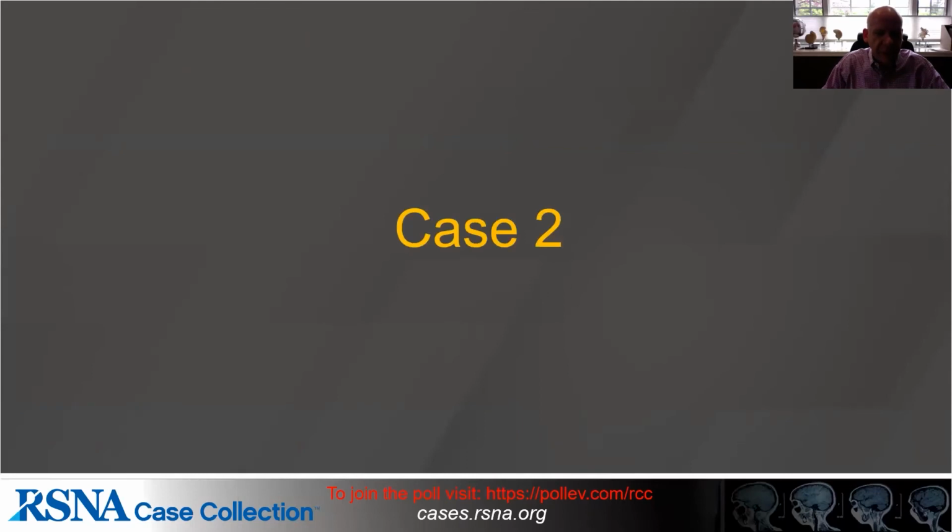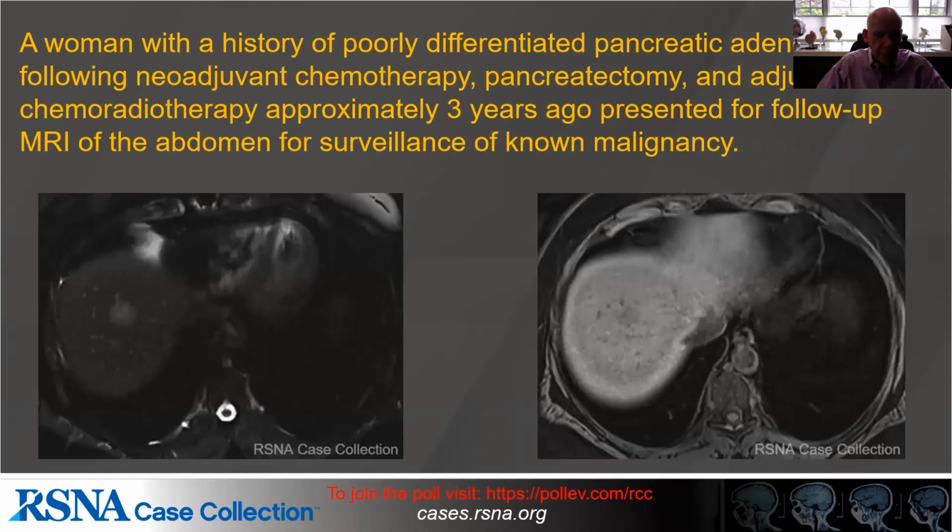Our second case, another liver case, a very different sort of diagnosis here. This is a woman with a history of poorly differentiated pancreatic adenocarcinoma. She has had a variety of treatments, including focal resection, neoadjuvant chemotherapy, and then additional radiation therapy and chemotherapy following that. So it's been going on for several years. And she presents with an MR for follow-up.